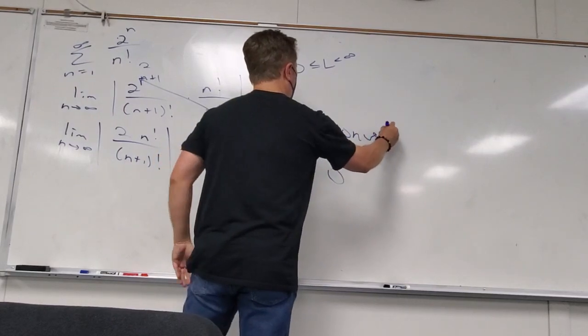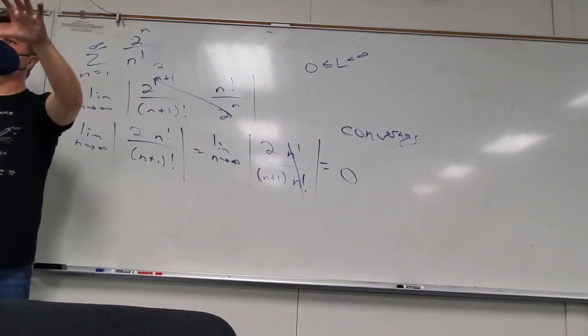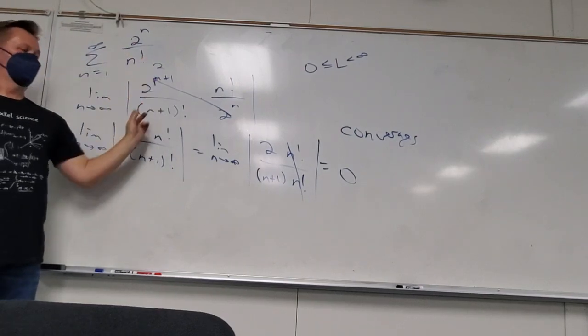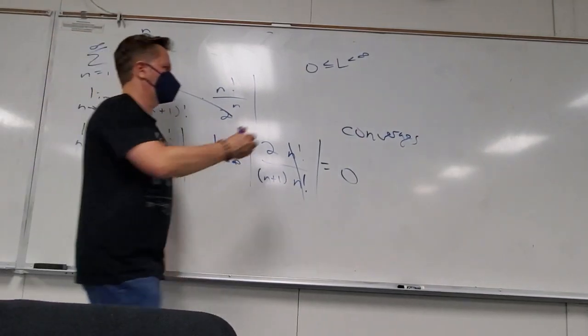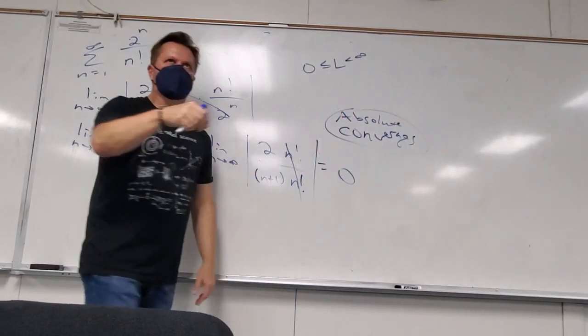And by the way, I have to be a little more on the nose about my convergence. What kind of convergence is this? Absolute. Absolute. I love it. So ratio test has absolute convergence built in.